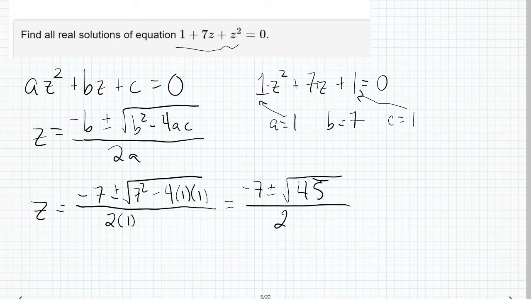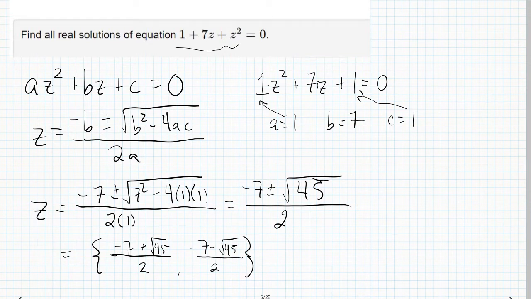Okay, so in terms of numbers of solutions, we actually have 2 solutions, and so the first solution is negative 7 plus square root of 45 all over 2, and then negative 7 minus square root of 45 all over 2. And that's it.